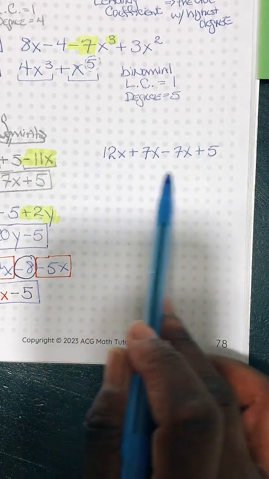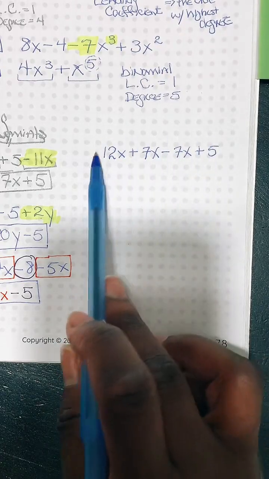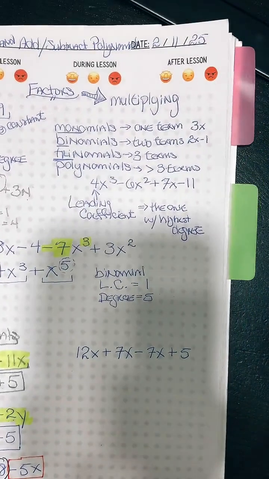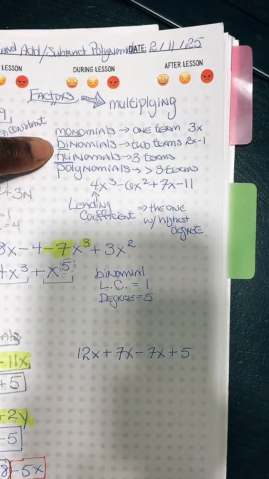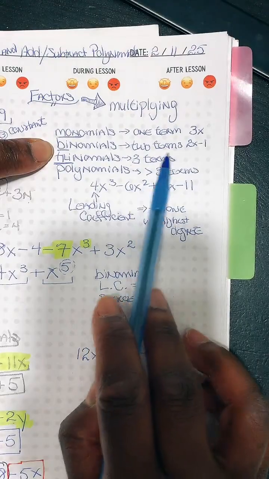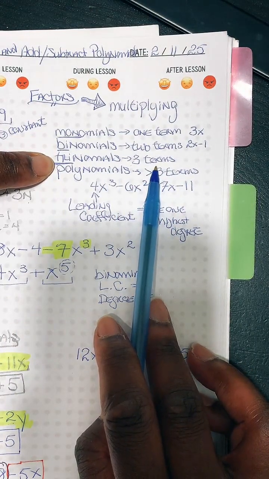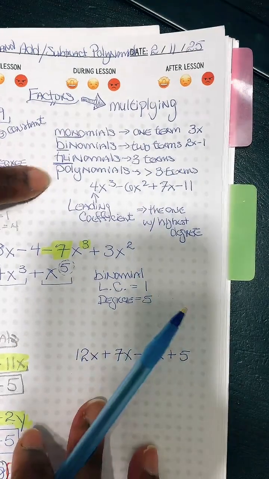First off, what kind of polynomial is this? Is it a monomial? Is it a binomial, which is 2 terms? Is it a trinomial, which is 3 terms? Or is it a polynomial, which is more than 3 terms?